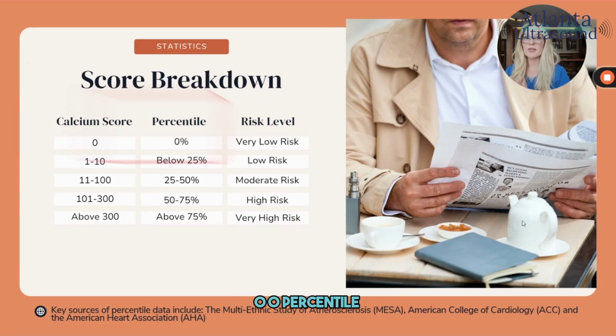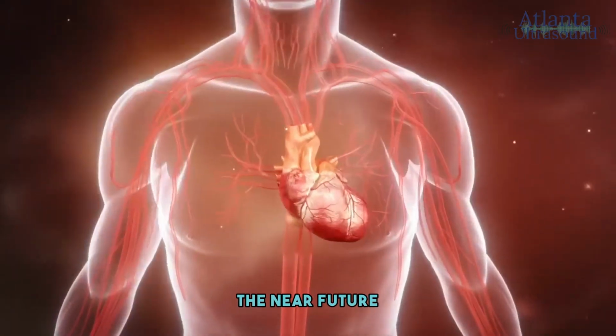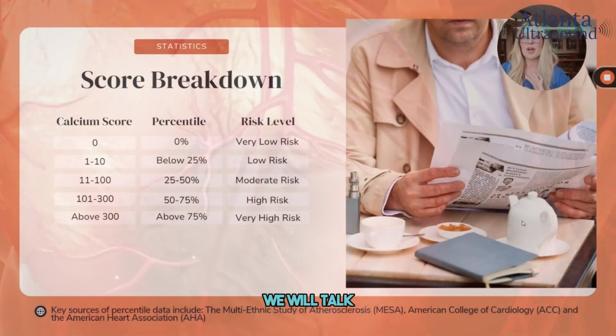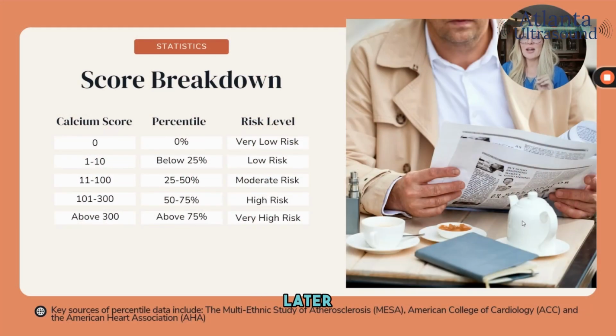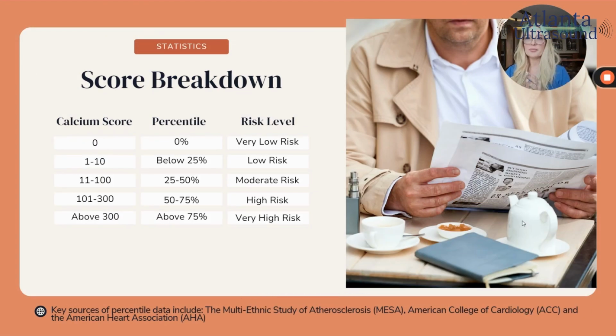First, a score of 0, at the 0 percentile. This means there's no detectable calcified plaque. Your risk of having a heart attack in the near future is very low, but this doesn't mean that you're risk-free. We will talk about that later. The good news is that a score of 0 means you have less plaque than the majority of people in your demographic, age and gender.